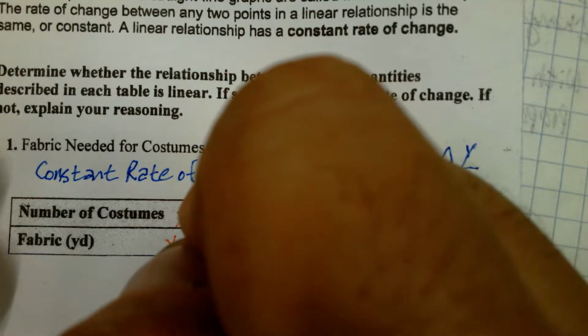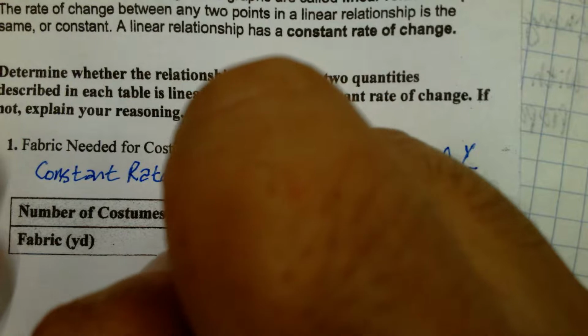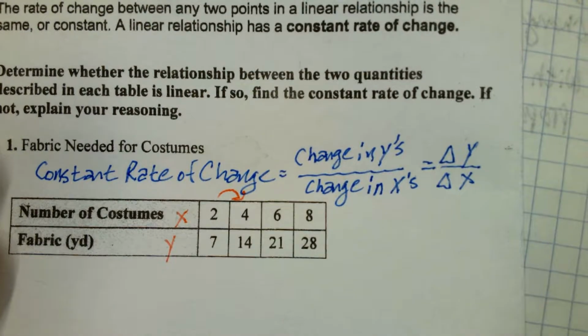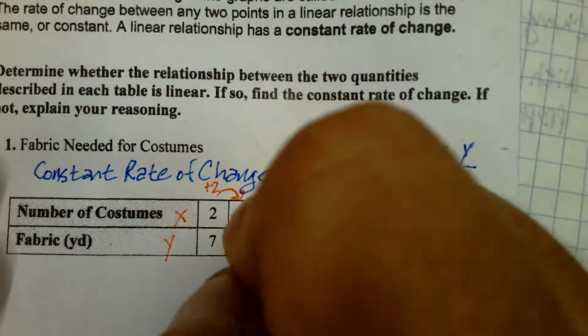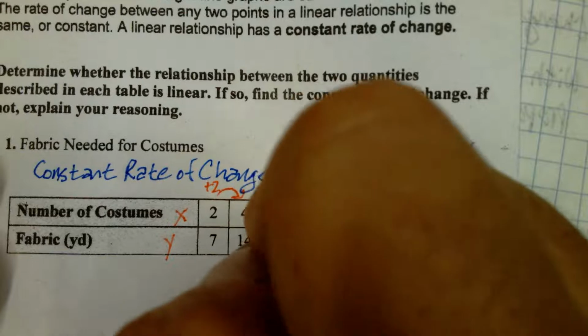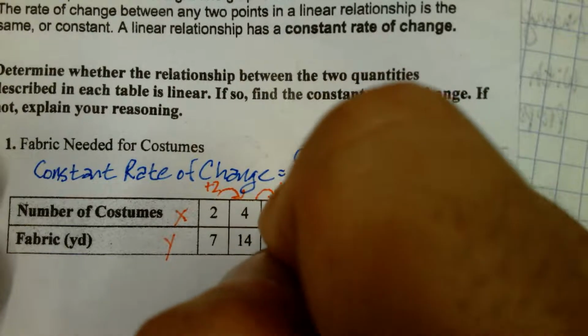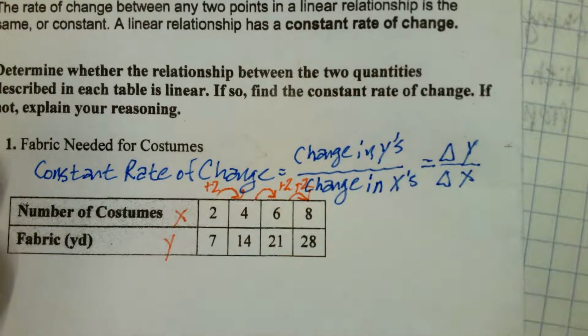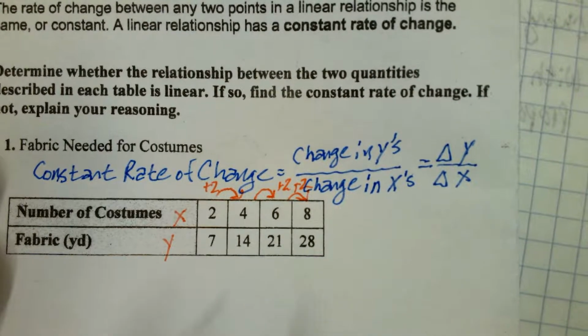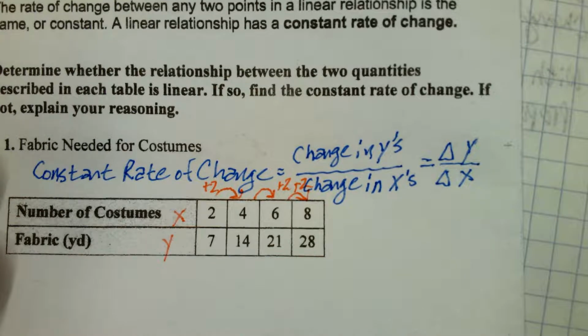So we're going from 2 costumes to 4 costumes. What's the change or difference? 2. And it's 2 all the way through, right? Can you see that? We're counting by 2s. All right, so the change is 2 every time. That's looking good for us.